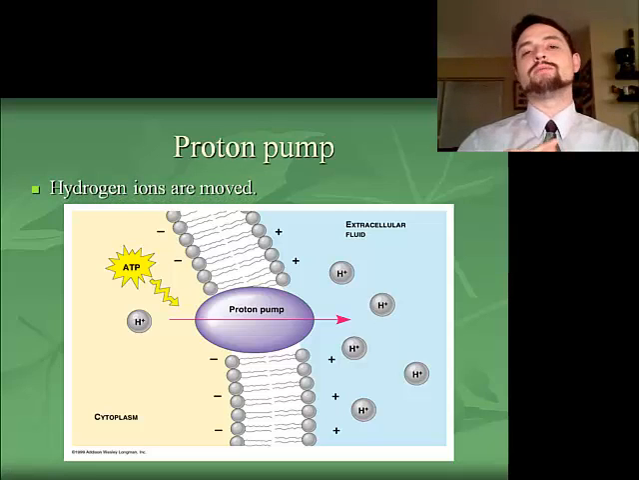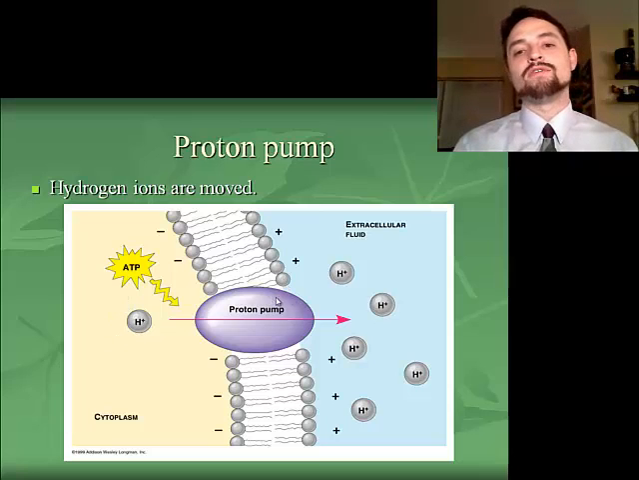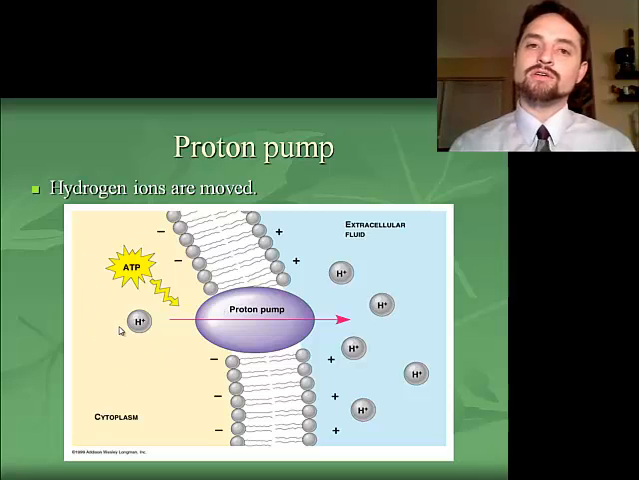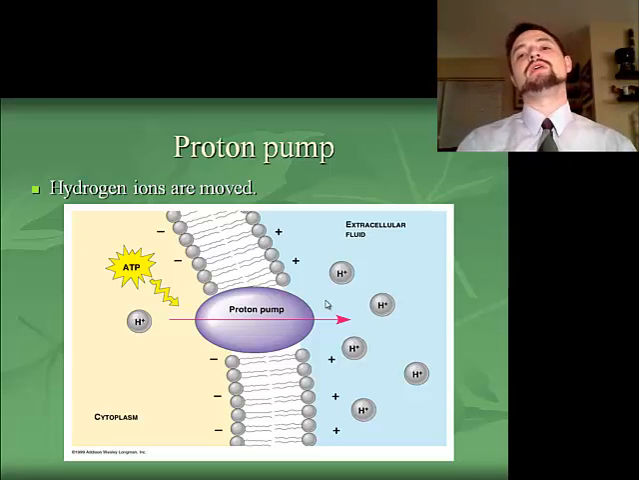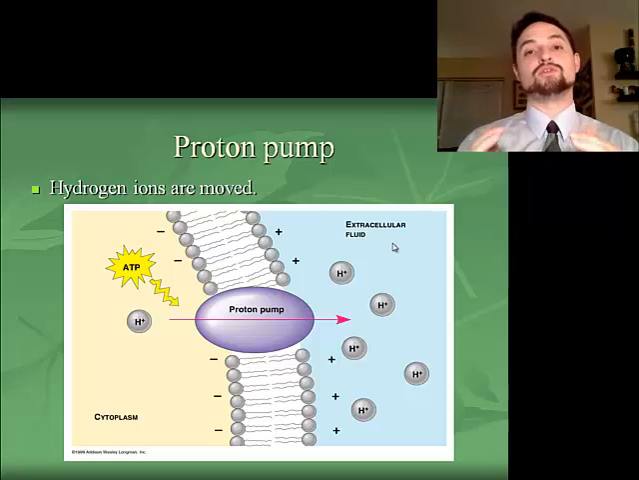So when you're looking at a proton pump, it pumps hydrogen, you can see that here on the screen, from one side of the membrane to the other. It's usually going from an intracellular position to an extracellular position, and instead of extracellular, this may be a space between two membranes, which is what you'll see in cellular respiration and photosynthesis.